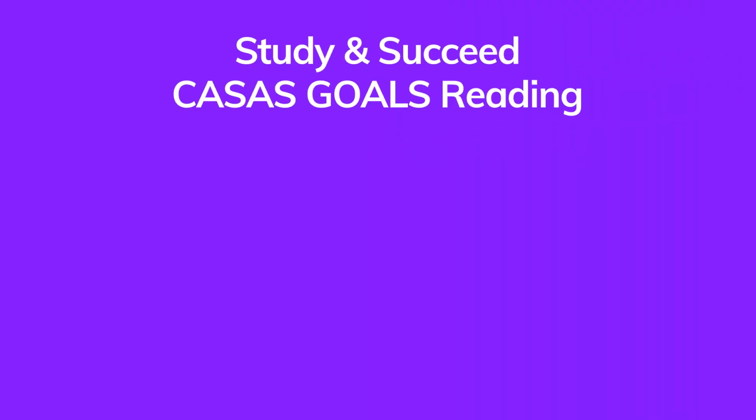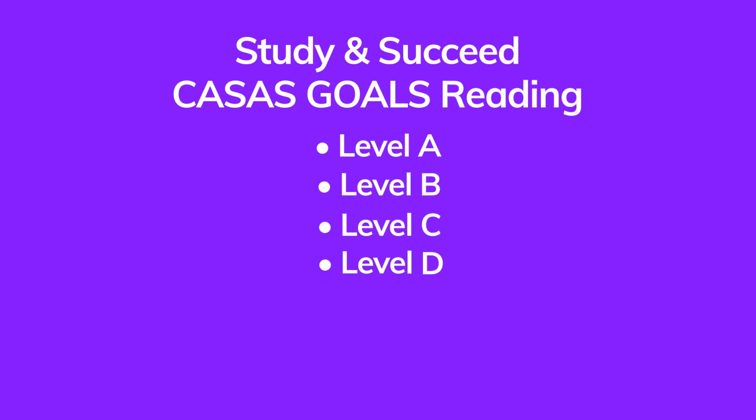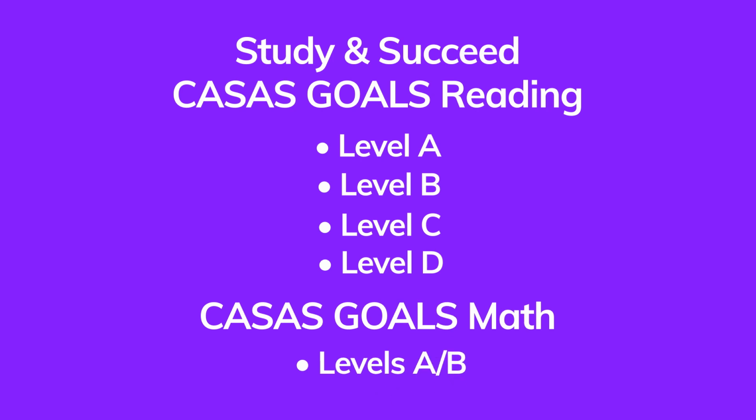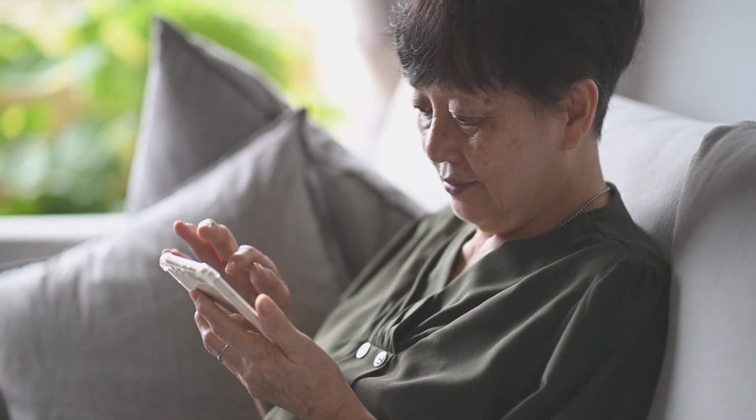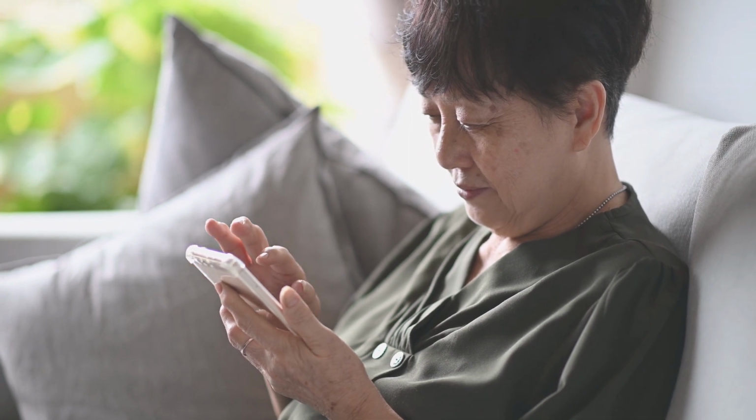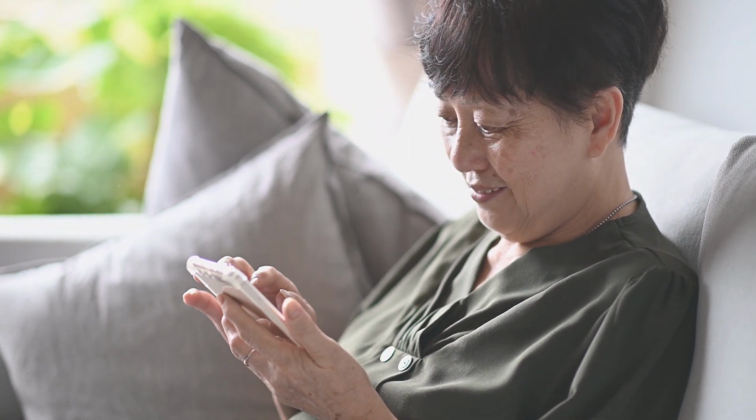Study and Succeed is designed to help your students prepare for the CASAS Reading and Math Goals Tests. This online tool offers practice for all the CASAS competencies appearing on the tests. Study and Succeed gives you access to levels A, B, C, and D of reading goals, and levels A, B of math. With Study and Succeed, students will have multiple opportunities to practice key competencies.